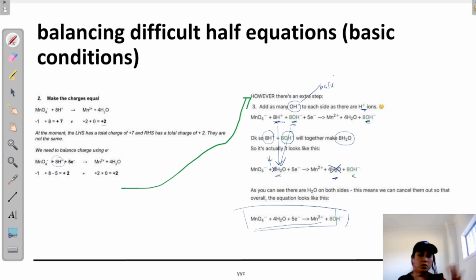So really, do the same as what you normally do. Then just add the hydroxides, do the waters, balance it out. There's your final half equation.